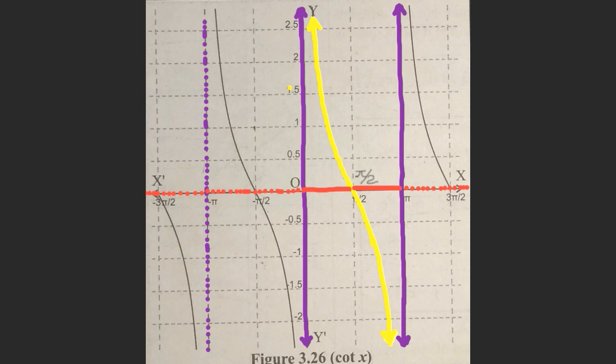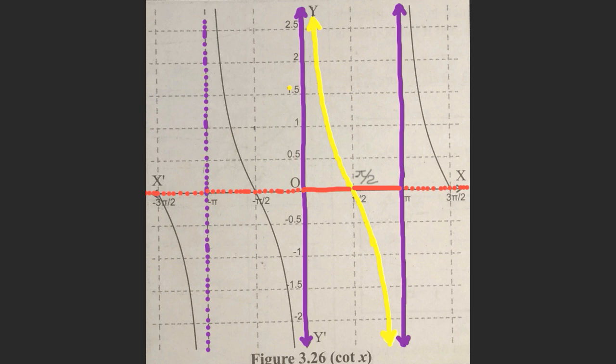Therefore, the codomain for this cotangent function is a set of real numbers, while the domain is a set of real numbers except the values 0, pi, minus pi, 2 pi, minus 2 pi, etc. Those are nothing but the integral multiples of pi. Therefore, domain is R minus all integral multiples of pi.